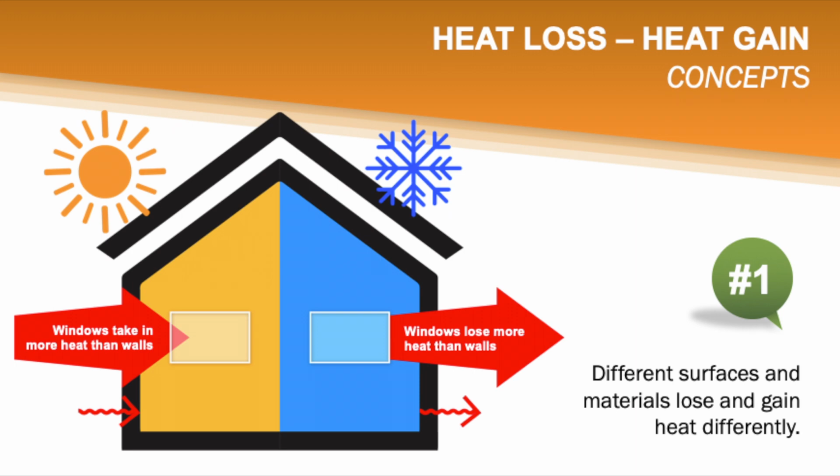Let's move on from key concepts and into some basic concepts. The first is, different construction materials pass heat through at different rates. This means that windows lose and gain heat differently than walls, and doors lose and gain heat differently than windows, and so on. The reason for this is because each are made from different materials, and they're constructed differently too.